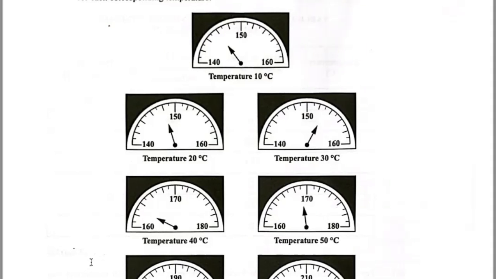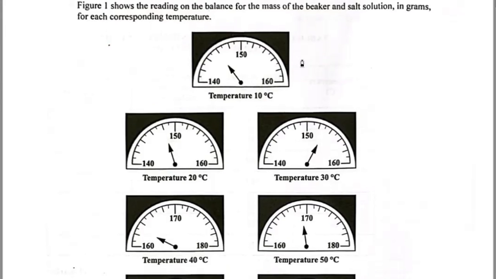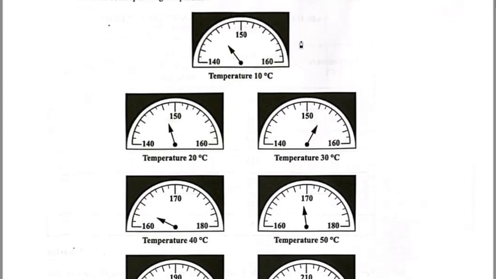All right, so we need to take these readings down. We're going to put them in our tables, but let's just verify what they are first. So the one at 10 degrees Celsius, first we need to look to see what this is going up by. 140, 141, 142, 143, 144, 145, 146, 147, 148, 149. So each stroke is representing one gram because this is the mass that we're taking. So for this one, we're going to put 146.